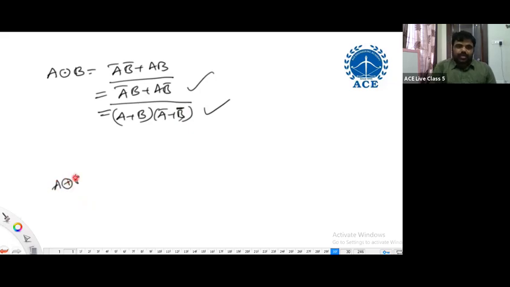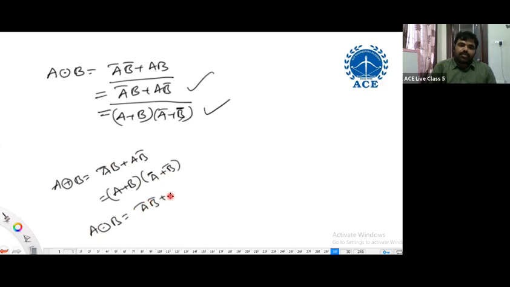A XOR B, I can write it as A bar B plus A B bar is equals to A plus B and A bar plus B bar, and A XNOR B is equals to, what is it? A bar B bar plus AB is equals to what we can write? A plus B bar and with A bar plus B. You can use any one of these.